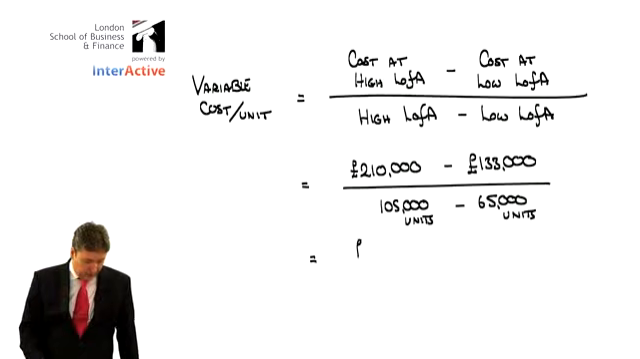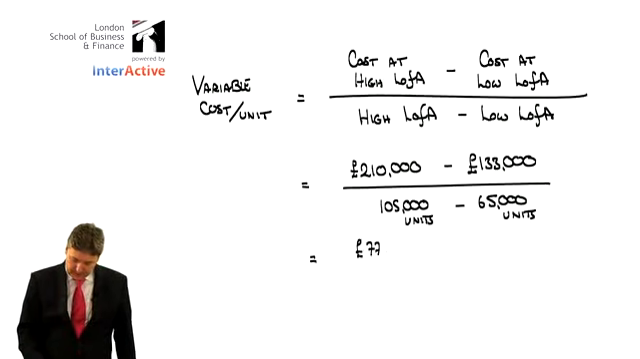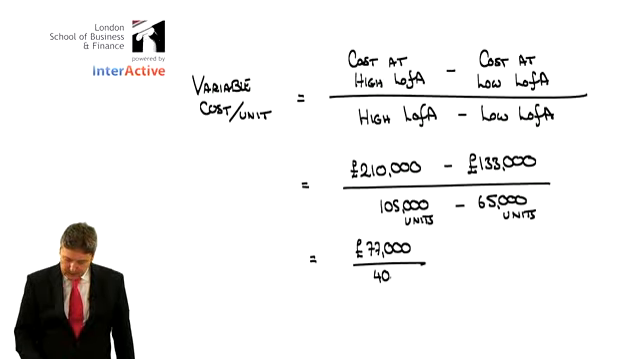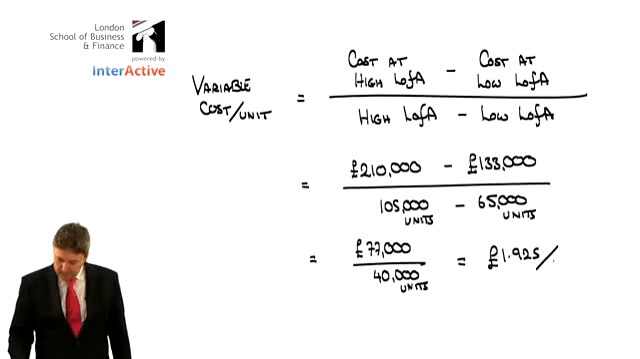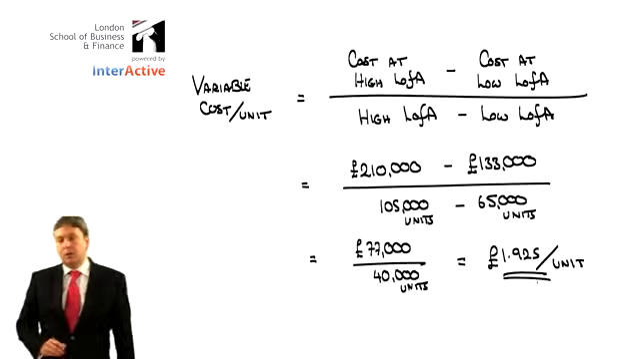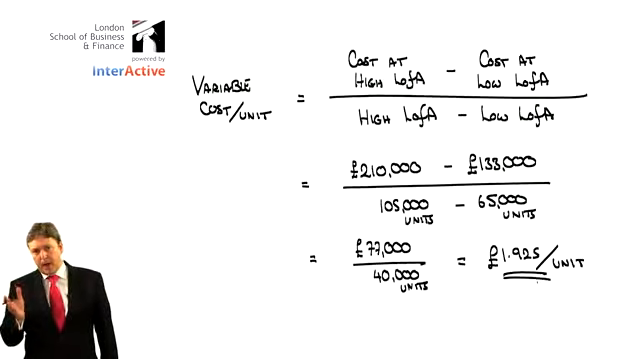The difference in cost we see is 77,000. The difference in the level of activity is 40,000 units. 77,000 divided by 40,000 gives us 1.925 pounds per unit. So, we've established our variable cost per unit.